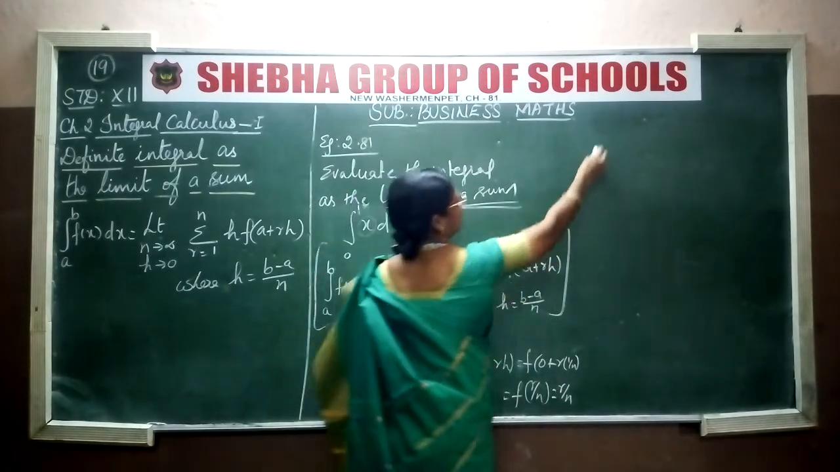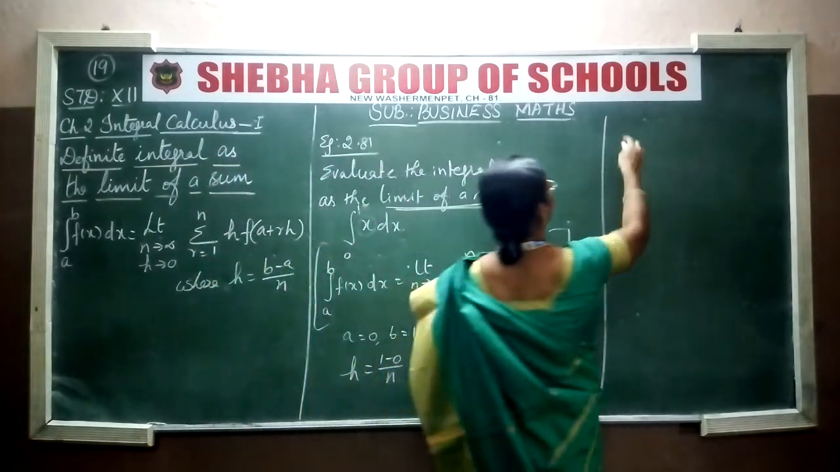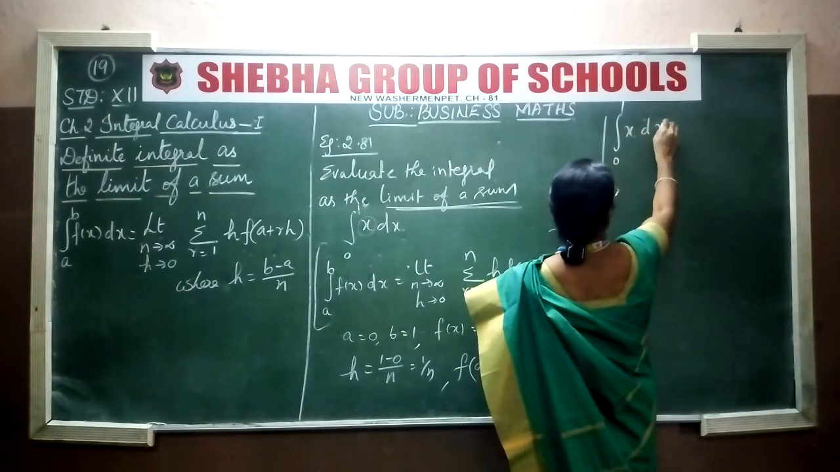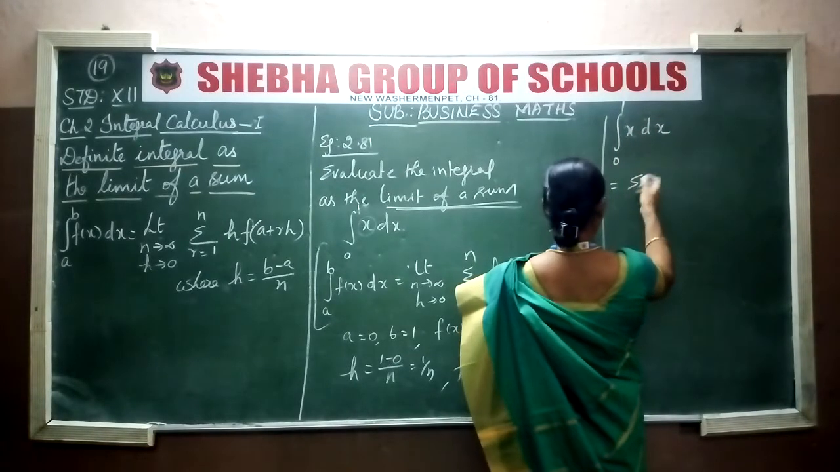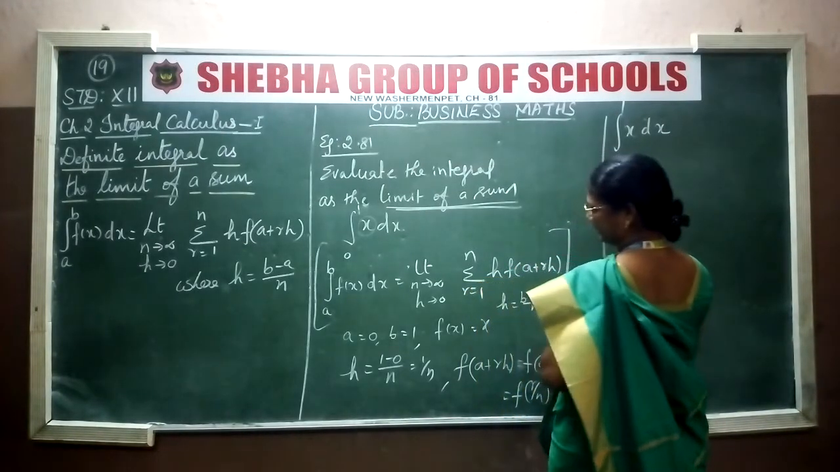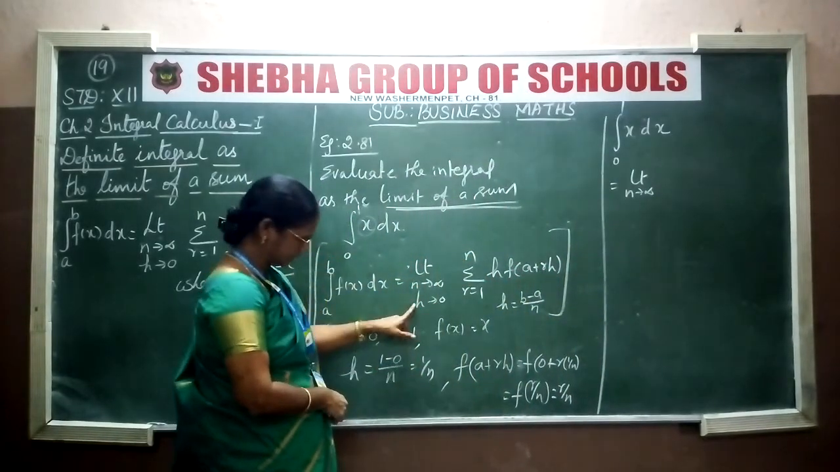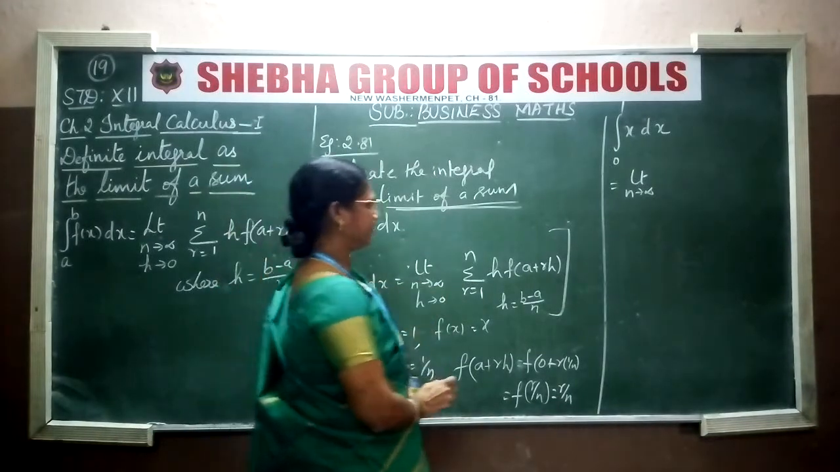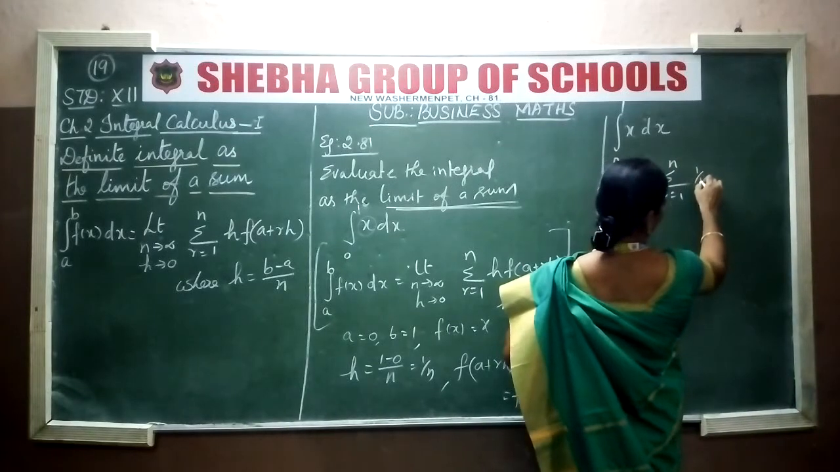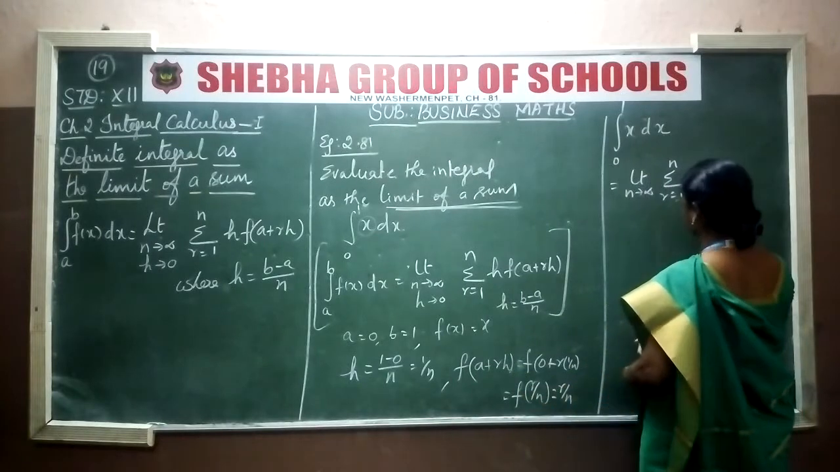So using all these values we get integral 0 to 1 x into dx equal to limit n tends to infinity. Here we need not put h tends to 0, because we have changed h in terms of n. So h tends to 0 is not needed. n tends to infinity, sigma r equal to 1 to n, h is 1 by n into f of a plus rh, which is r by n.